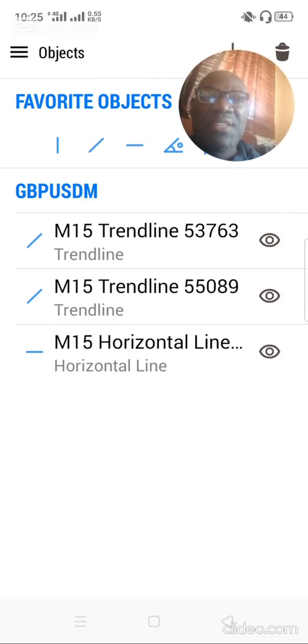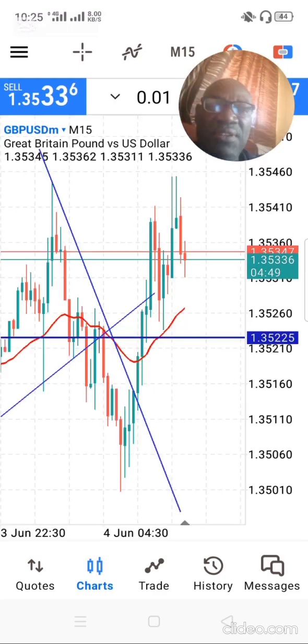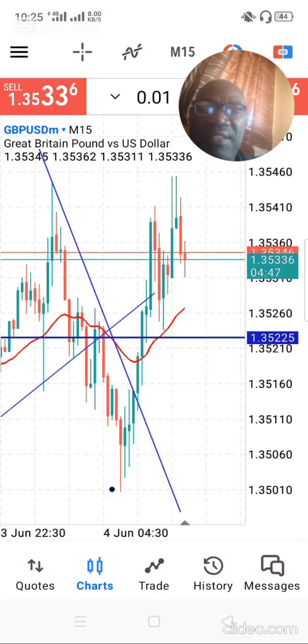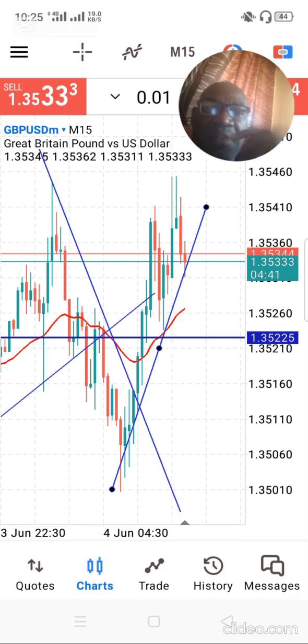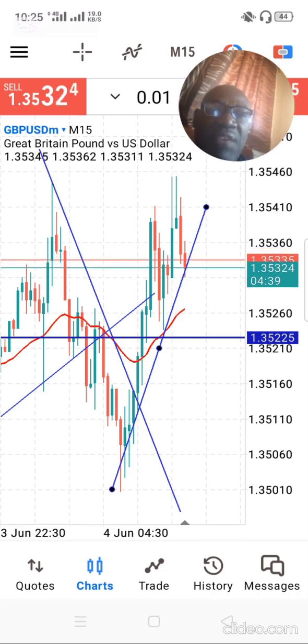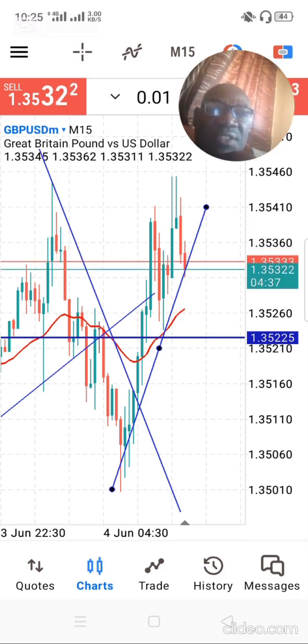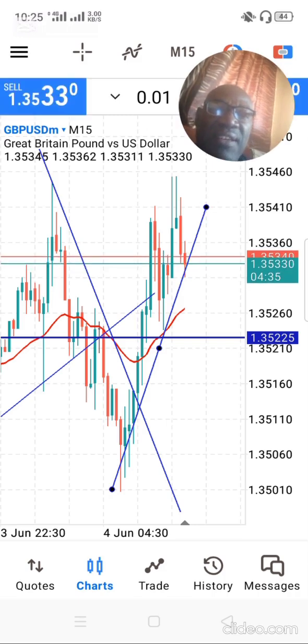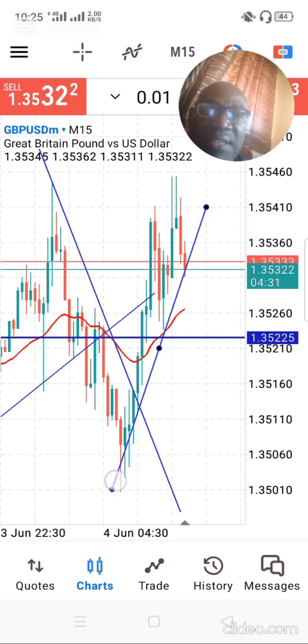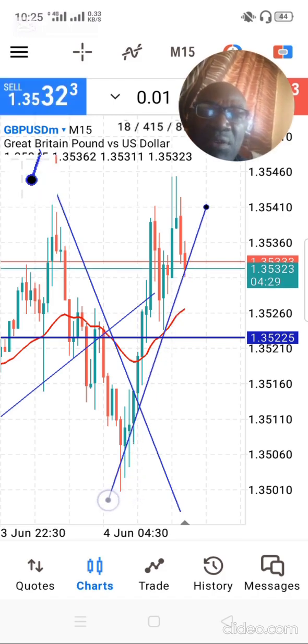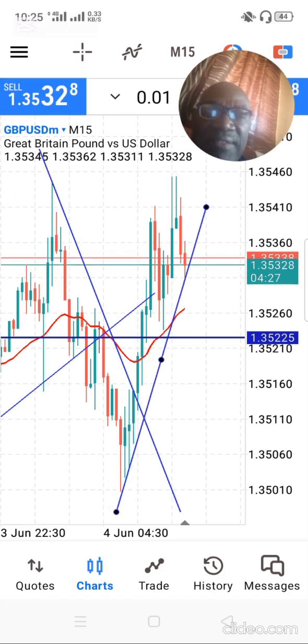Now, let me set the trade up. All right. Now, if you see the trend line that I just set in place, the price action is about going over the trend line.